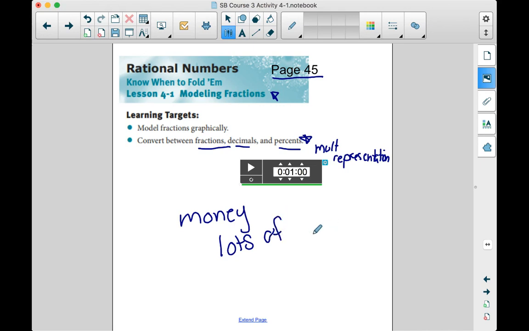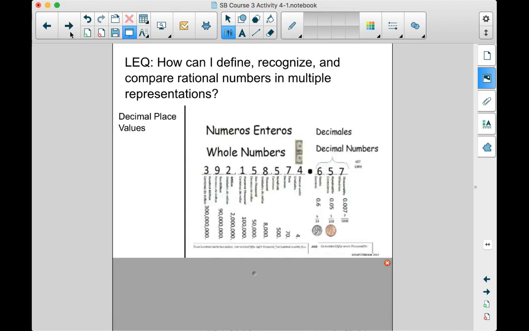See if you can think of some examples on your own of when we use fractions, decimals, and percents. Share those examples with your partner. Okay, great. So now we're going to jump into the lesson.